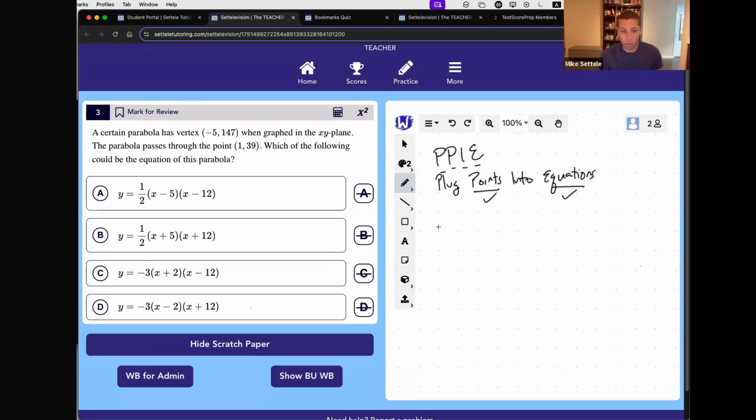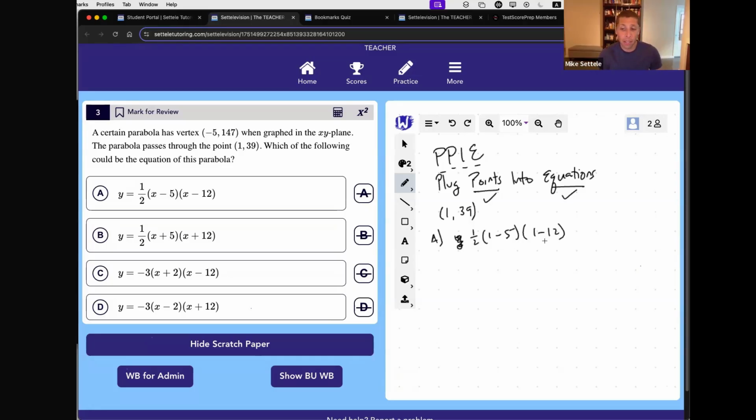So my brain just quickly goes to that. And I'm curious how many of you just naturally did that, because that is absolutely the way I would handle this, because I want to do something that's pretty mindless. And especially since one of the points is 1, 39, well, that's a pretty nice set of numbers to work with. At least the 1 is. Because if I start plugging that in, I don't even really need a calculator to help me, right? So I can ignore the y really, but 1/2 of 1 minus 5 times 1 minus 12.